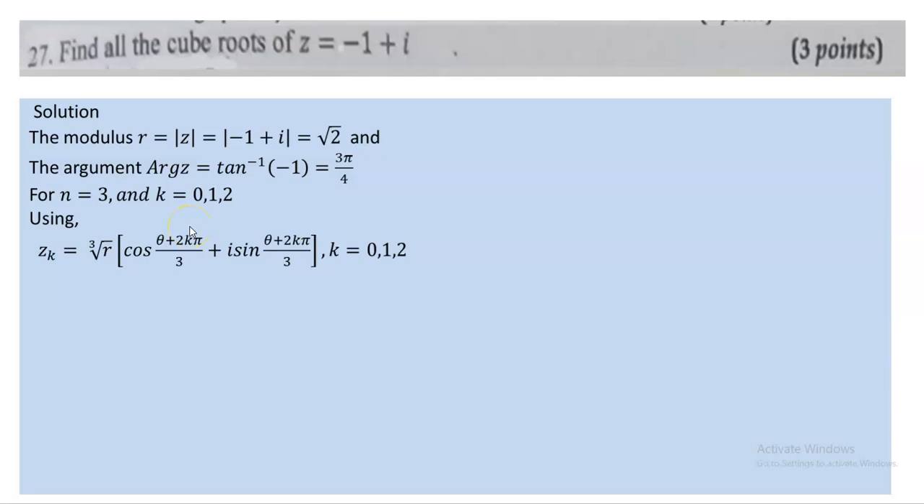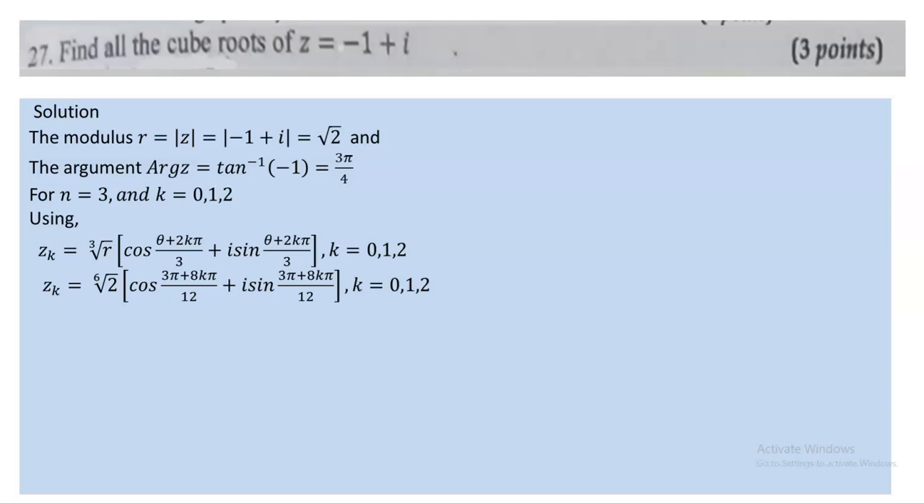So using the derived expression in our classroom, z_k equals the nth root of r, because n is 3 now. Directly put 3 there: cosine of (theta plus 2k pi) over 3, plus i sine of (theta plus 2k pi) over 3, because here 3 is used since it was actually n, but now n is 3. So we can have k equal to 0, 1, 2. For each of these k values, we are going to determine this z_k.